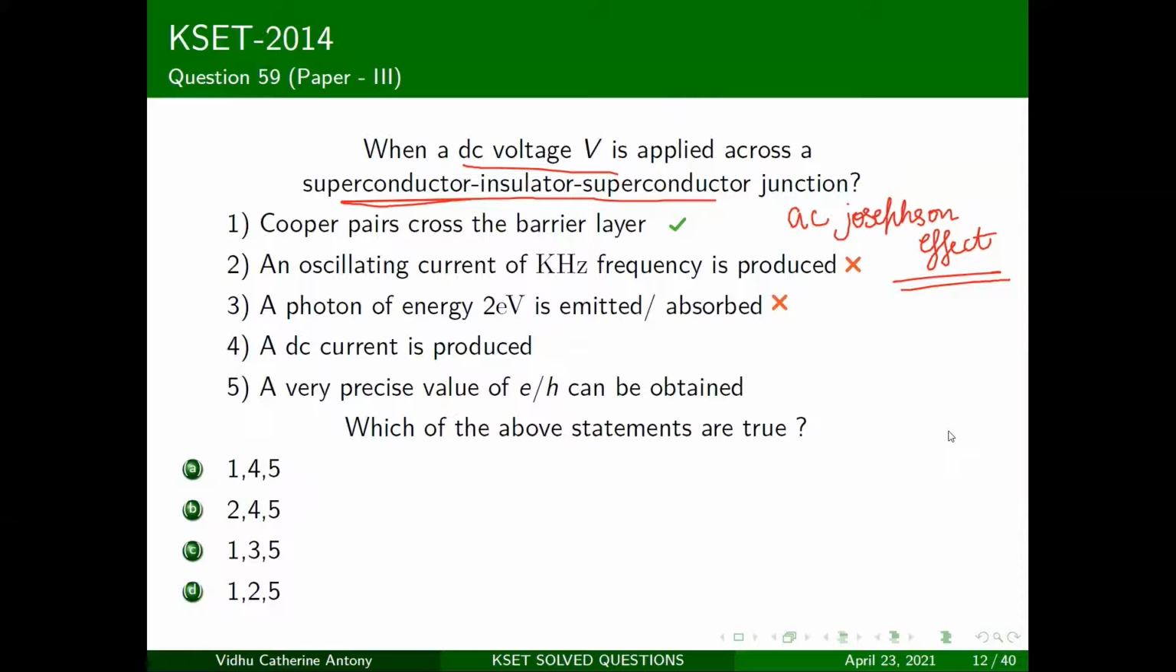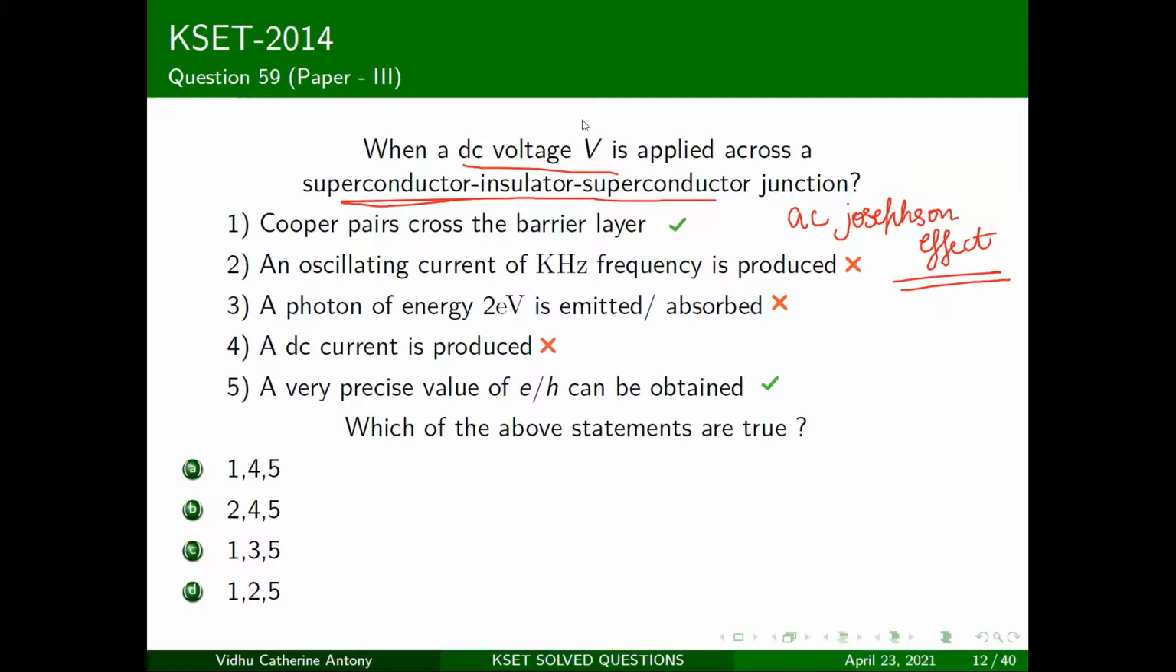A DC current is produced. No. It's the AC Josephson effect. So an AC current is produced. So this is wrong. And a very precise value of e by h can be obtained, which I showed you in the last point. And why are they important? These are fundamental constants. So knowing the correct value of these fundamental constants is very essential. And therefore, you can use these techniques to understand that. So this is correct.